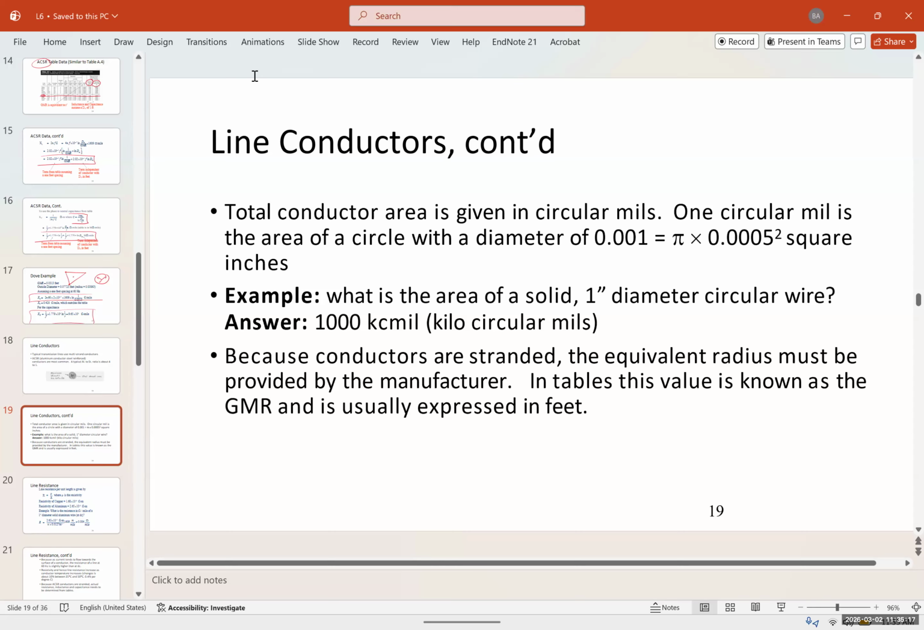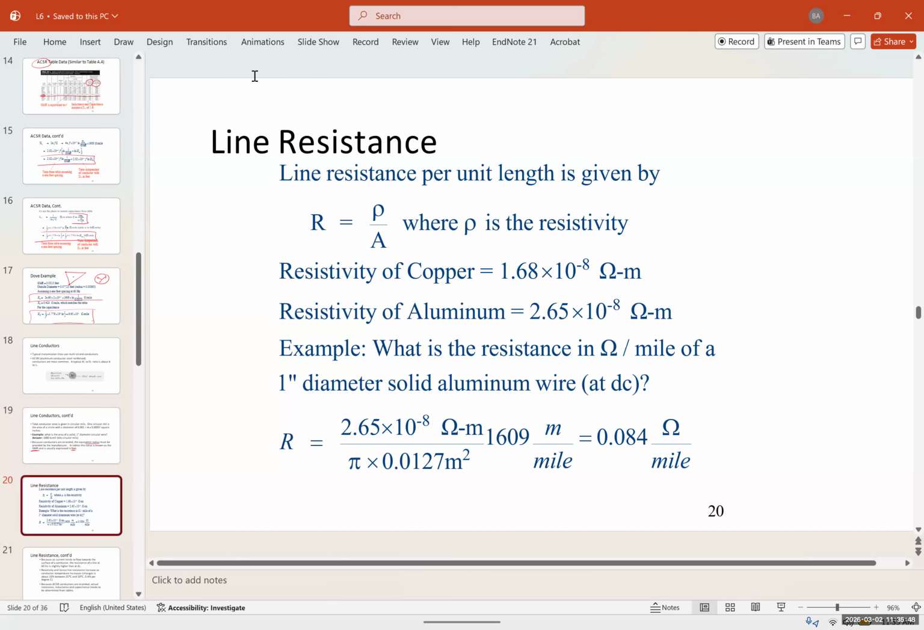Because conductors are stranded, and this is very important, the equivalent radius must be provided by the manufacturer. In tables, this value is known as the GMR and is usually expressed in feet. Okay, so GMR is the equivalent radius, which is provided by the manufacturer, and it's usually expressed in feet. Again, it depends on the market. In Europe, they do it in meters. One foot is around 30 centimeters, so it's going to be a third of that.